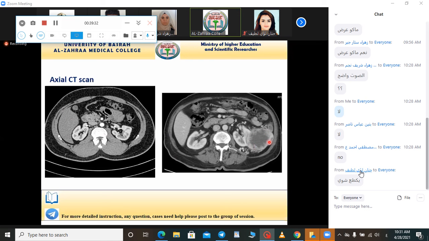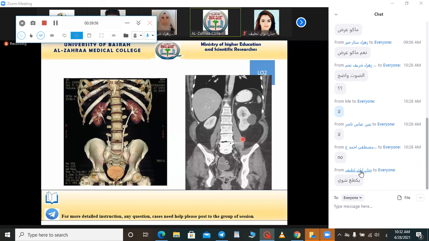And this mass has an irregular outline, and this is the characteristic of a malignant mass. A malignant mass has an irregular outline, while if it's a simple cyst, it will have a sharp, simple outline. Irregular outline. So CT can easily give us the characteristics of the renal mass.